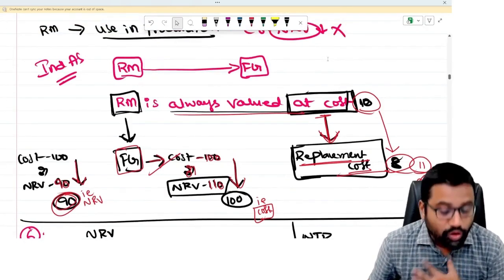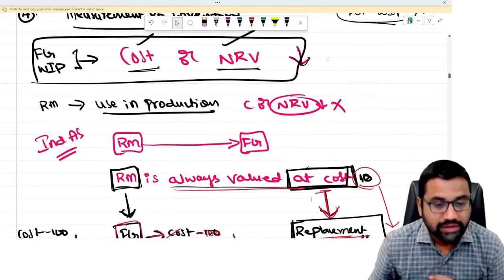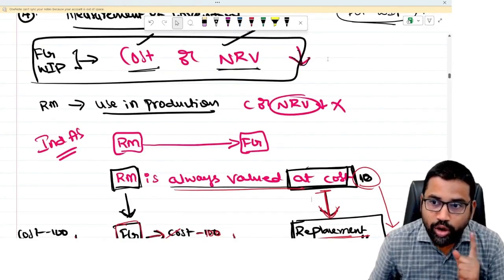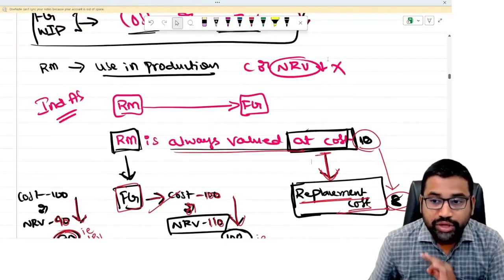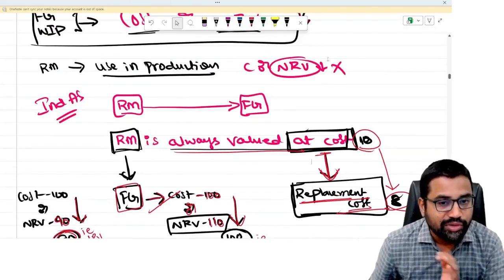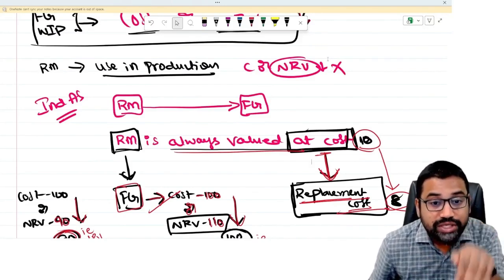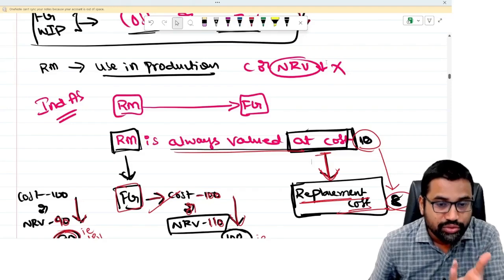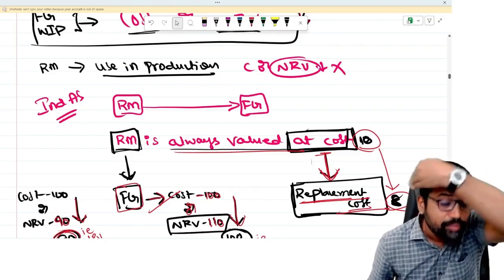Are you all following what I am saying? Very, very important. Most of the students are confusing here. Always remember, raw material valuation depends upon the finished goods valuation. You cannot apply the principle of cost or NRV, whichever is lower, to raw material, because raw material is not meant for sale. It is used in some other finished good, right? So therefore, the finished goods valuation will affect the raw material valuation.